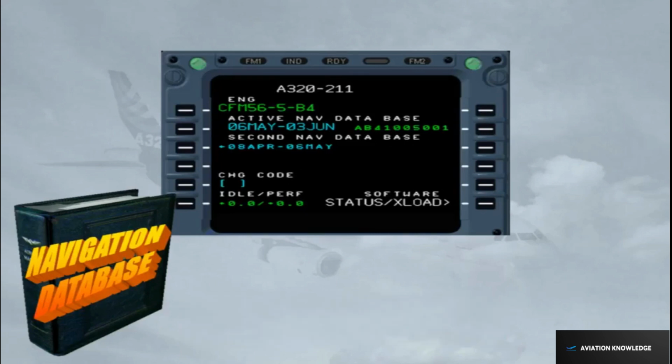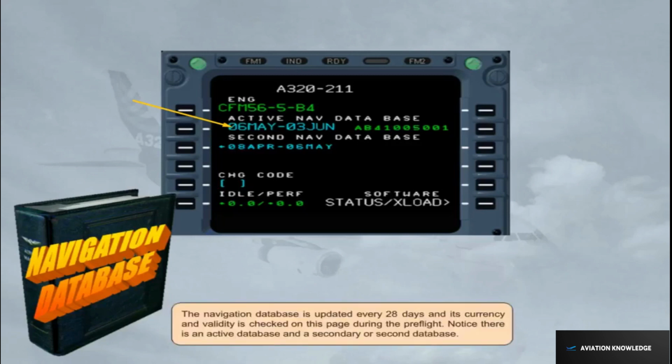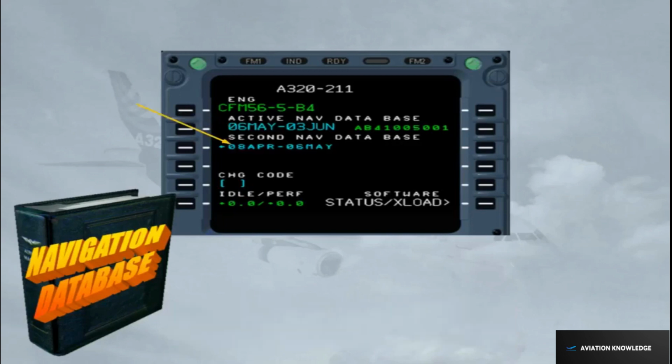The navigation database is updated every 28 days, and its currency and validity is checked on this page during the pre-flight. Notice there is an active database and a secondary or second database. The secondary database is either the previous or the next database.